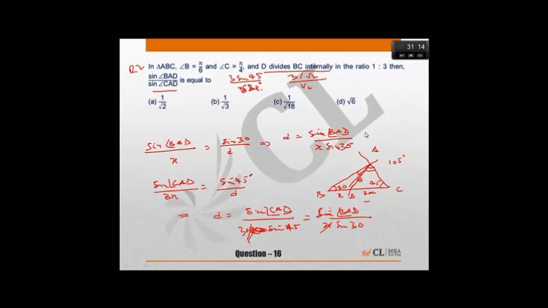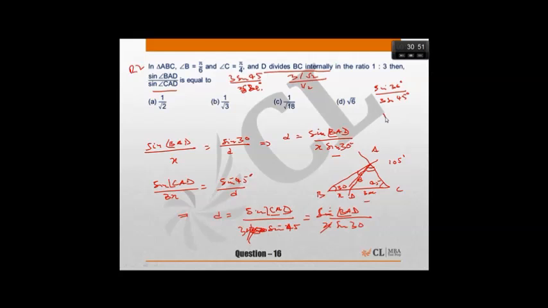I've possibly made a mistake. Let me just see. I think I have made this mistake. That means that should be on the other side. Okay, let me just quickly do a check. It could be sine 30 degrees upon 3 sine 45. I hope that is the case. So it could be the reverse in terms of calculation.